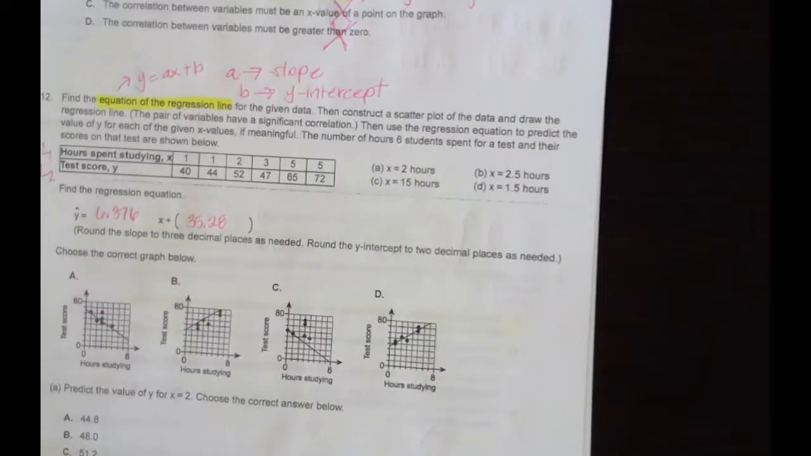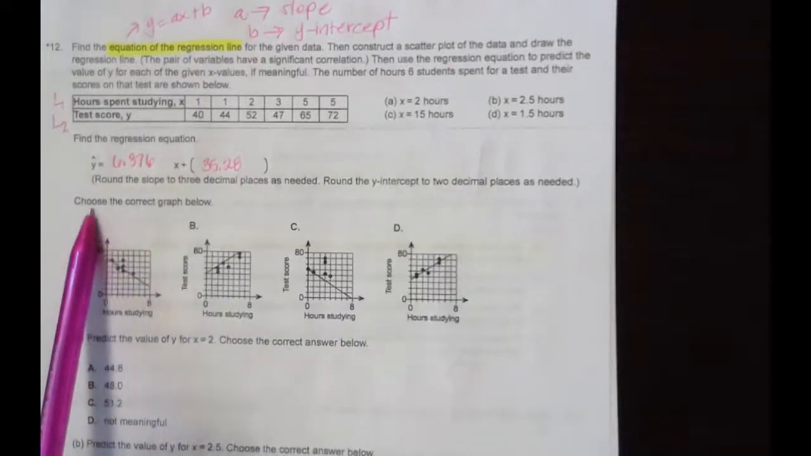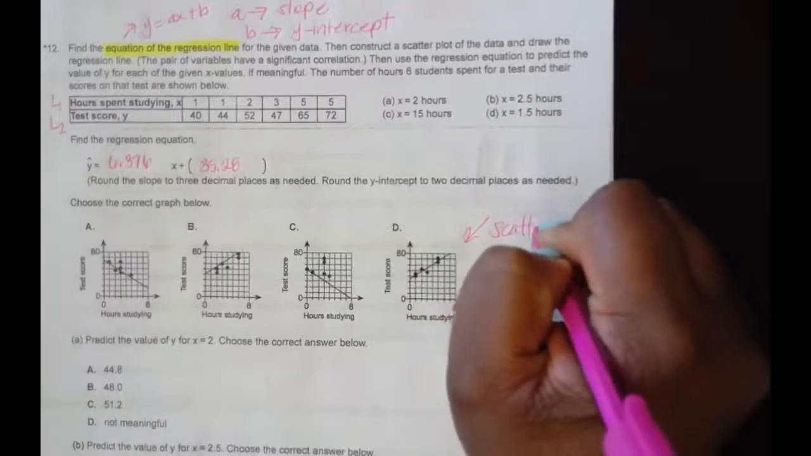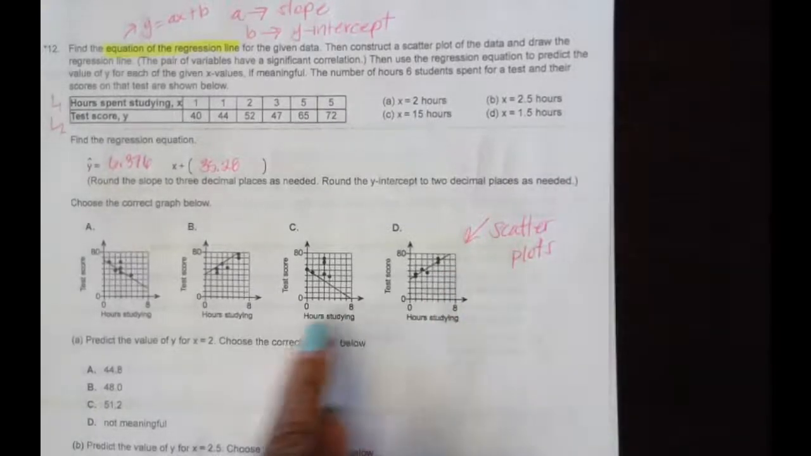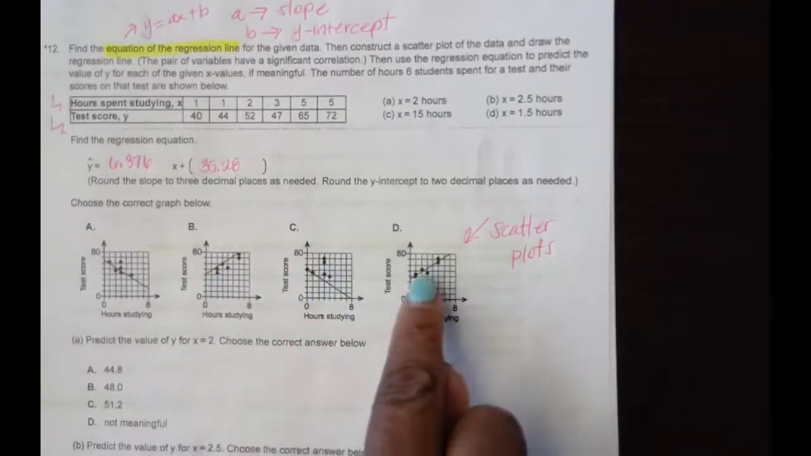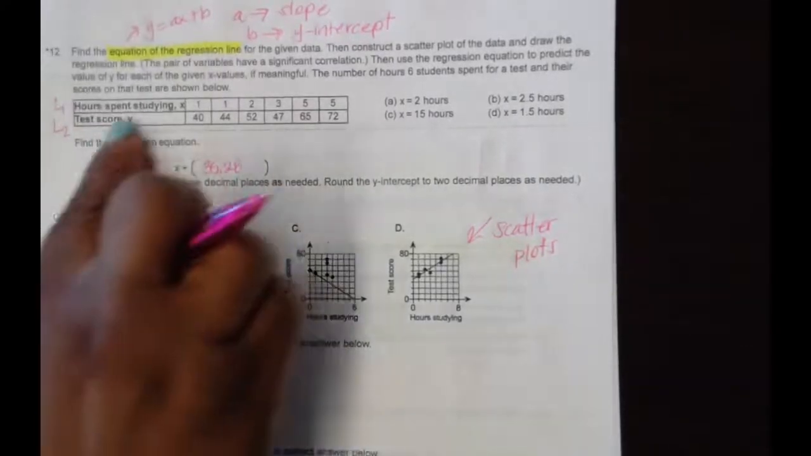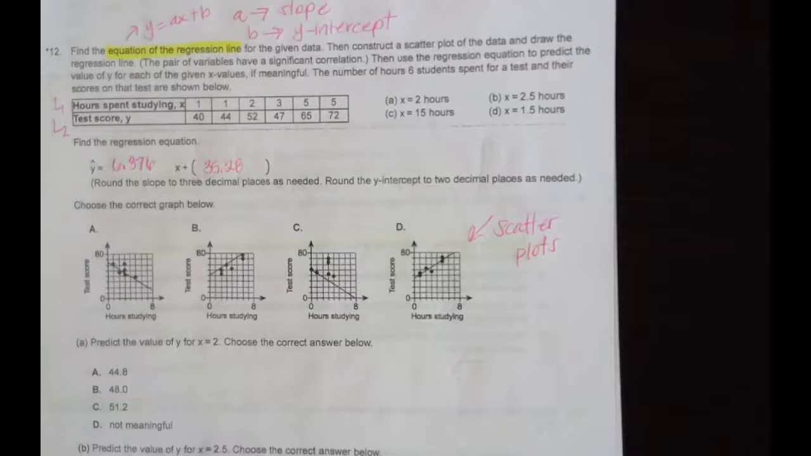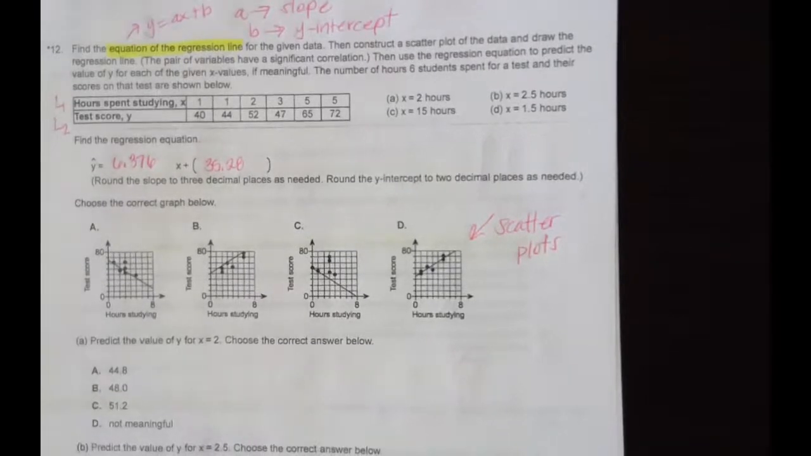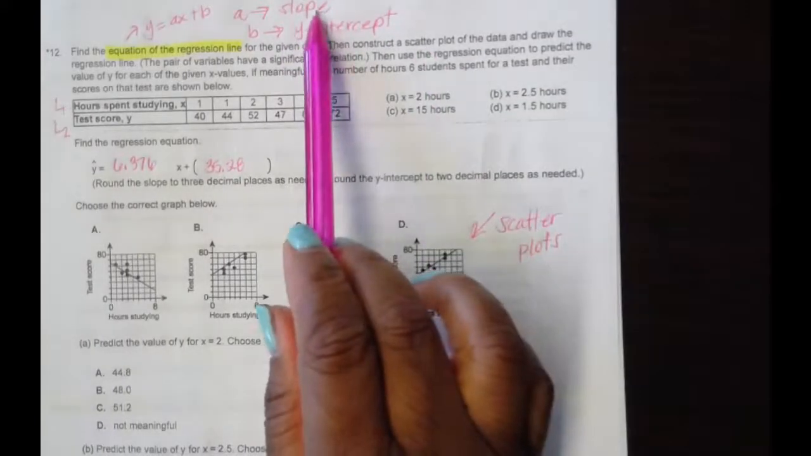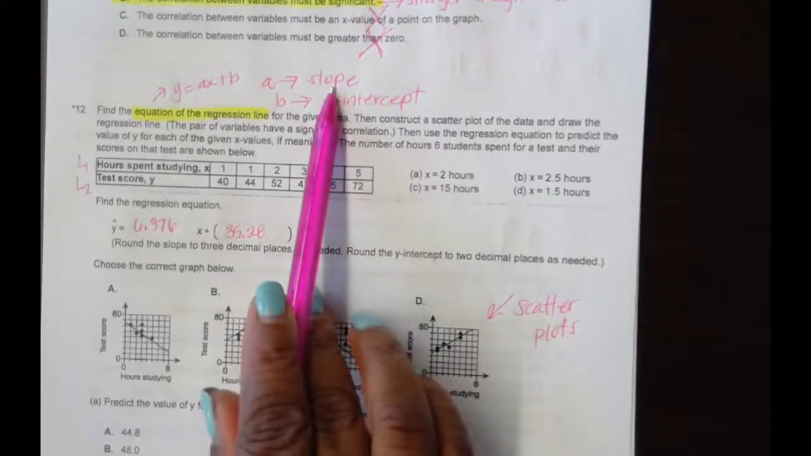Now we're going to, it says choose the correct graph. These are scatter plots. Notice they're scatter plots because the dots look like they're kind of scattered. Your job is to determine which one of these best represents what's happening here in our data. Well, how do I do that? First, I got to look at how the graphs are constructed. I know from the last problem that when my slope is positive, then my line should rise.